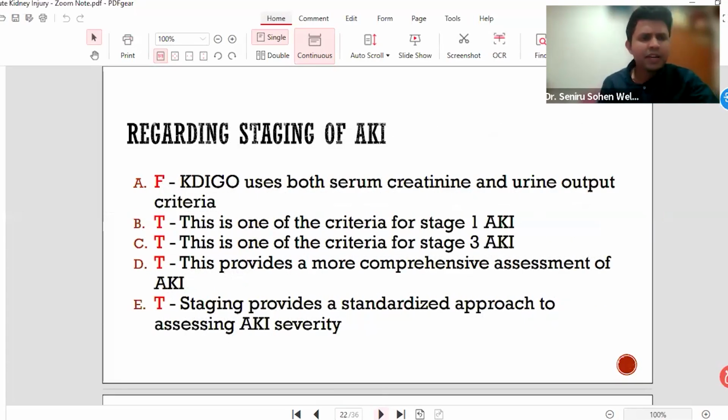KDIGO guidelines define AKI based solely on changes of serum creatinine. No, it uses both serum creatinine and urine output. Stage 1 AKI is defined as an increase in serum creatinine of more than 0.3 within 48 hours.